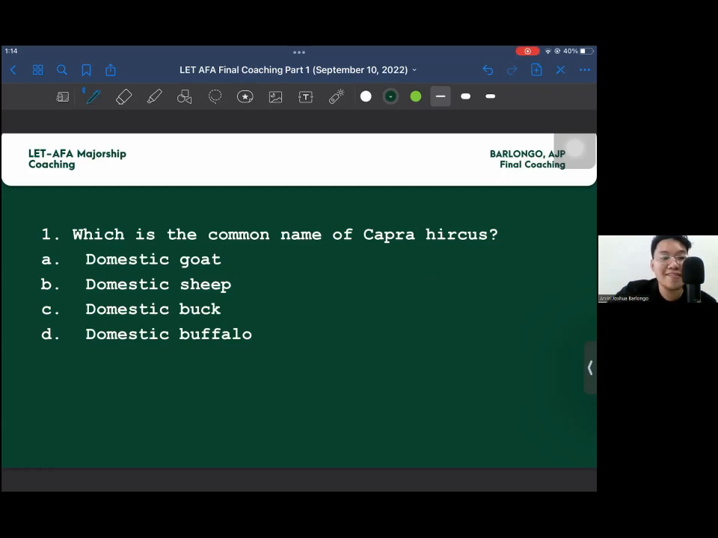So number one, which is the common name of Capra hircus? A, domestic goat. B, domestic sheep. C, domestic buck. Or letter D, domestic buffalo.